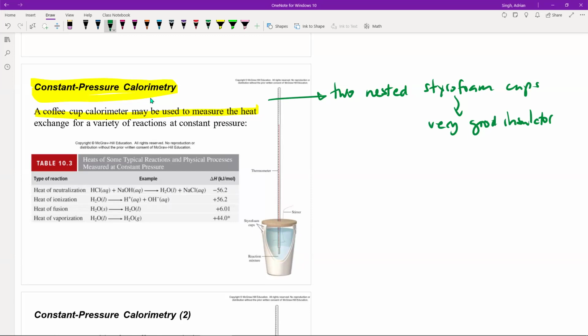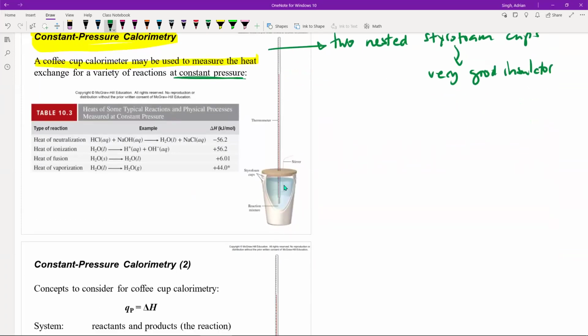So these can be used to measure heat changes or heat exchanges for a variety of reactions, again, at constant pressure. And several of these you would have either done already or you will be doing in the laboratory. You'll be making some very simple measurements to determine these. So the idea behind this is very simple. We have here two nested styrofoam cups. There's one on the outside, there's one on the inside. And then we're going to provide a lid to it, again, to make sure that we don't lose any heat to the environment or absorb any heat from the environment.